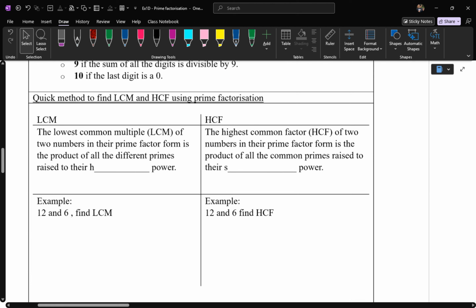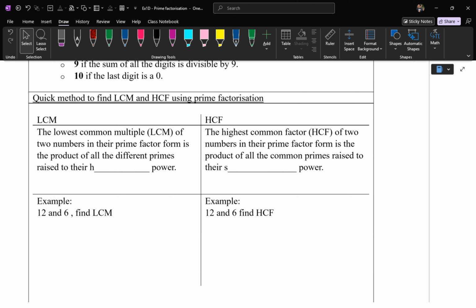This is what I want to teach you today. So exercise 1D, one of the tricky questions I put in your progress task last term was based on this fact here. Okay, so let's fill it in. LCM is the lowest common multiple. LCM, of two numbers in their prime factor form is the product of all the different primes raised to their highest, fill this in, power. Okay, sounds very mumble jumble. I'll explain what I'm trying to say there, okay?